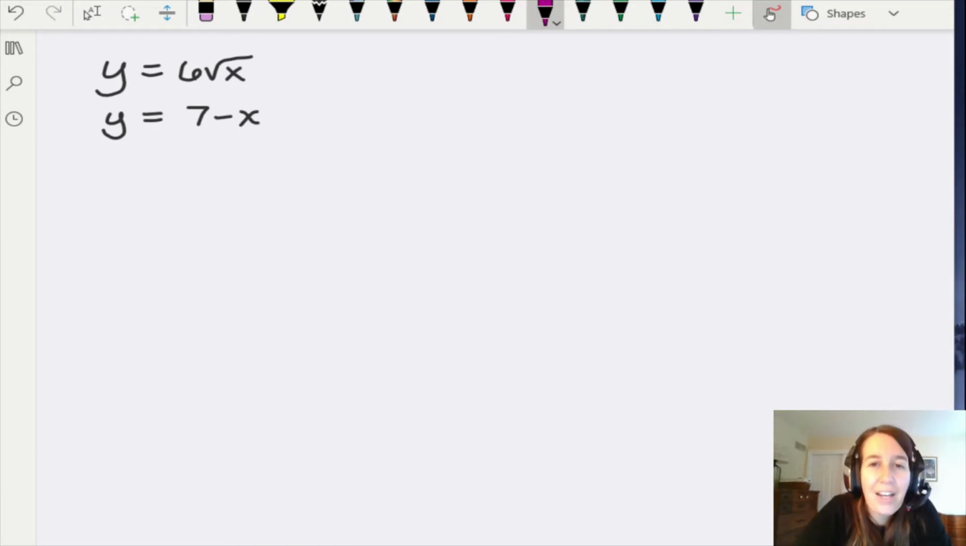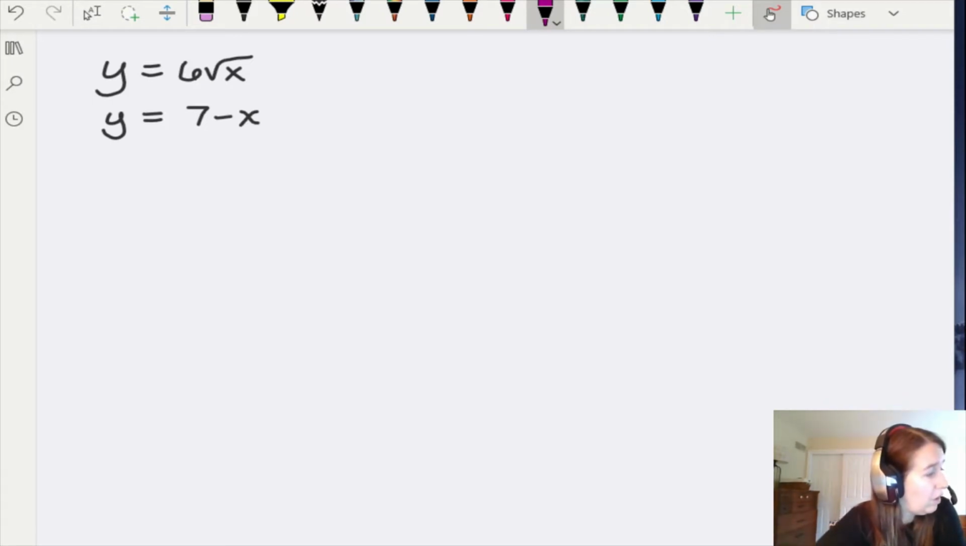Let's take a look at one more example of a nonlinear system. So we have two equations, and at least one of them is not a line. So y equals 6 square root x, and then y equals 7 minus x. That part's a line. The other one is not a line. So if we take a look at that equation, we could use substitution or elimination here.